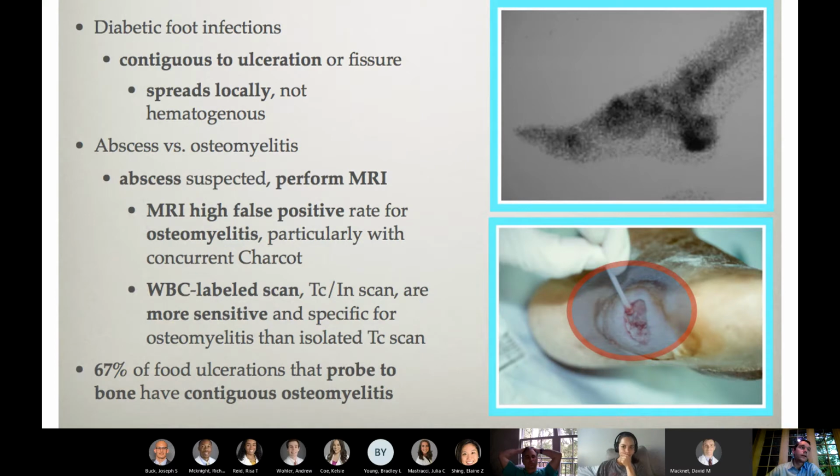Question. How often do you guys actually get a tagged white blood cell scan? I don't do it anymore just because it's so hard to get, and there's variability between institutions as far as sensitivity and specificity. When I was at Walter Reed, it was at best 50% sensitive, so I just stopped. I don't think that I've gotten one since I've been here.